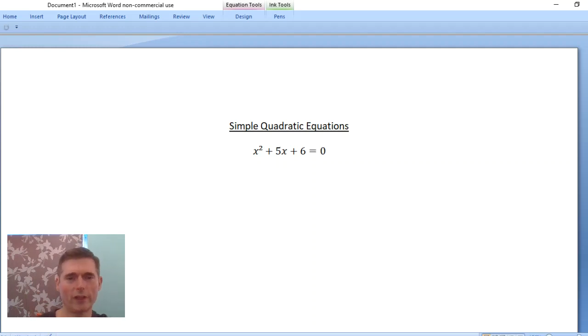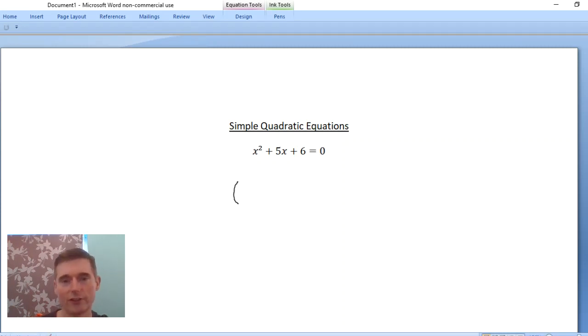Hi, I'm going to talk today about solving simple quadratic equations such as the one that we can see here. The reason why I would say it was a simple quadratic equation is because there is no number in front of the x squared. So actually it's got a coefficient of 1 in front of that. In order to solve this quadratic equation, what we need to do is first of all factorise it.